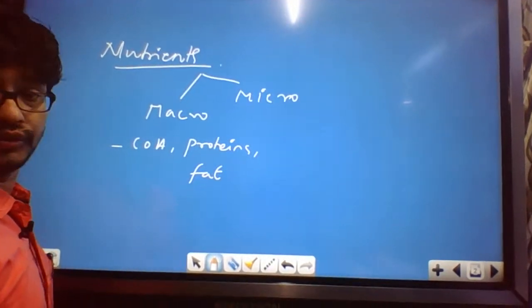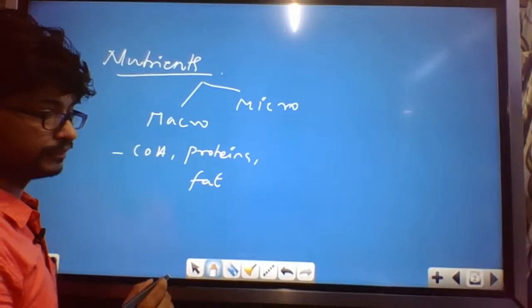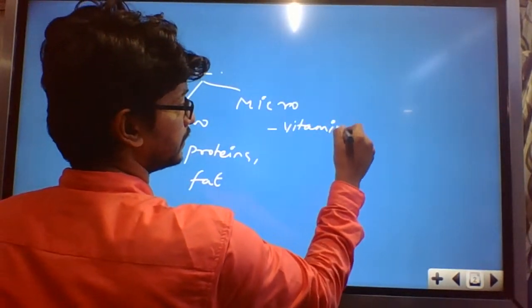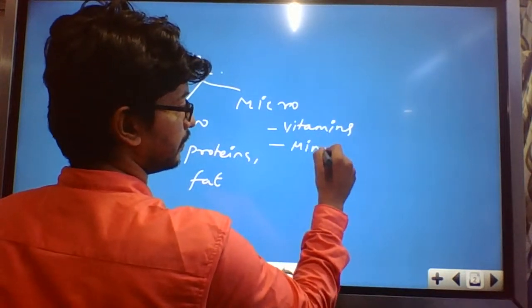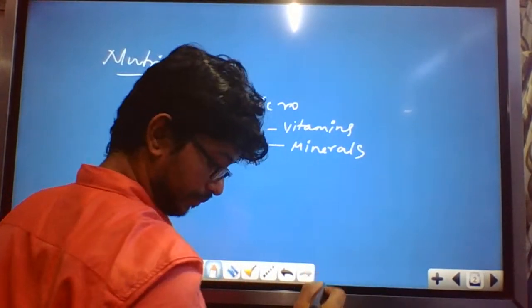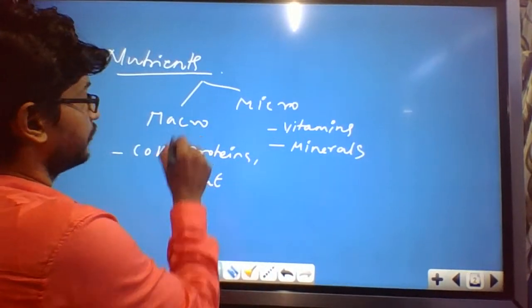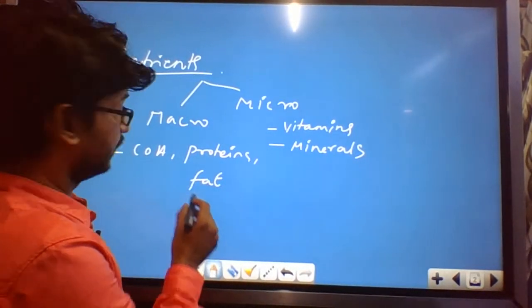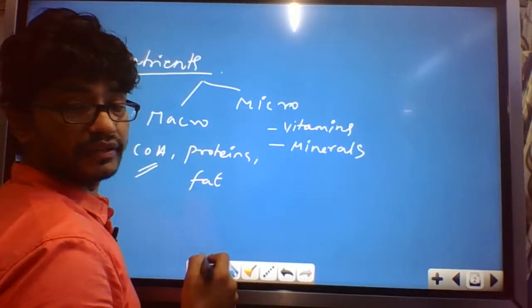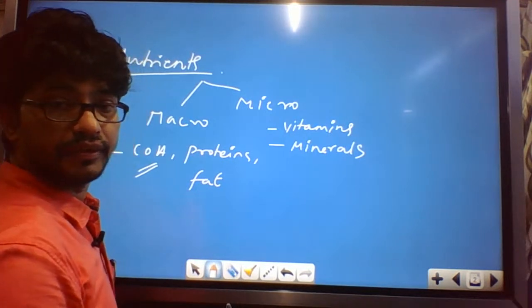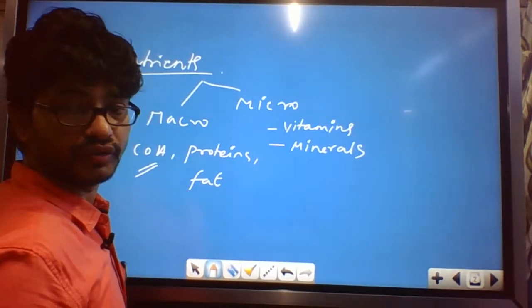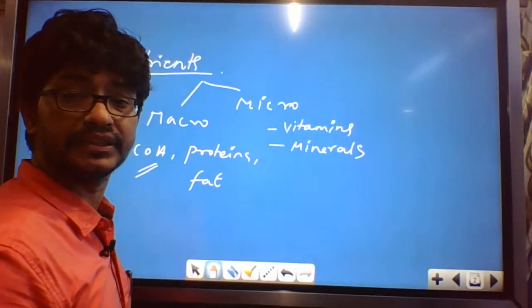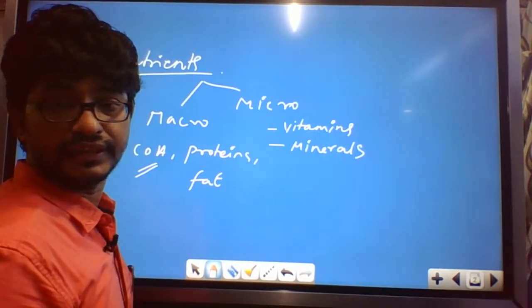When it comes to the micronutrients, like vitamins and minerals. So, as you are aware of the macronutrients, like carbohydrates, proteins, and fat. As far as carbohydrate is concerned, as you know, the classification of carbohydrates: polysaccharides, disaccharides, monosaccharides. We consume in the form of polysaccharides or disaccharides. These complex substances have to be converted into simpler substances.